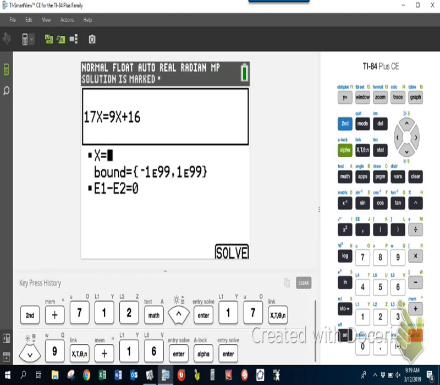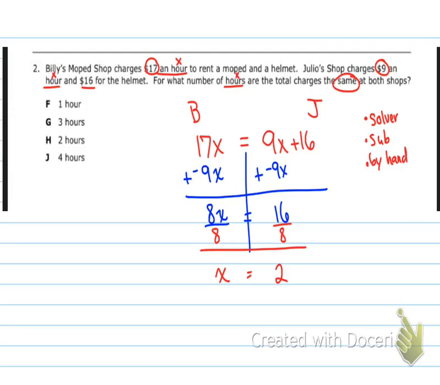And then just keep in mind, sometimes there is round off error. So if your answer comes out to be 1.9999999, you should know that's basically 2. And if it comes out to be 2.000000001, then the same thing, you should know that it is 2. Okay. So in this case, the number of hours for them to charge the same is going to be 2.